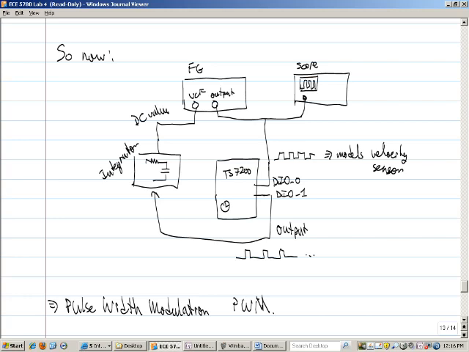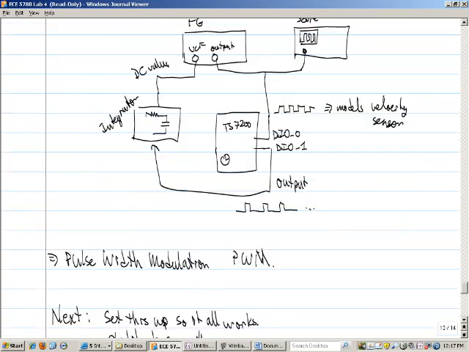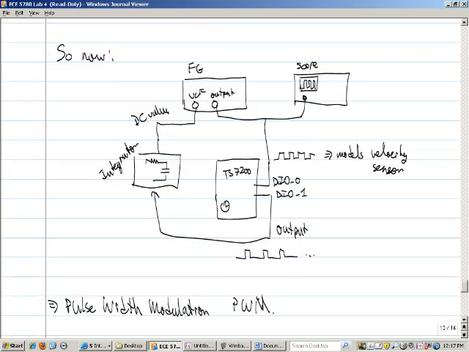How do you make the decision on the TS7200 of how much to adjust? You're going to use a PI controller algorithm. You've used a P controller in the last lab. This lab is going to use a PI controller. And I've given you the algorithm of the PI controller inside the lab write-up. Okay. This idea of using a square wave and integrating a square wave is called pulse width modulation. It's very common in embedded systems.